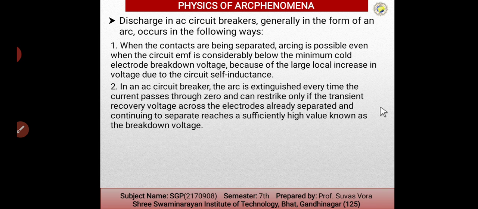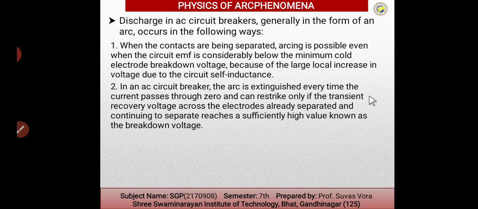The other one is that in AC circuit breakers, the arc is extinguished every time the current passes through zero, and can restrike only if the transient recovery voltage exceeds a value known as the breakdown voltage.